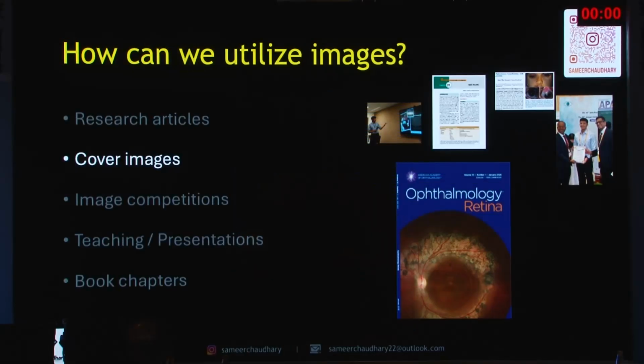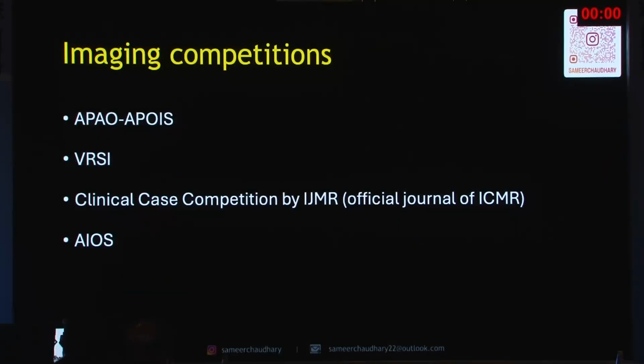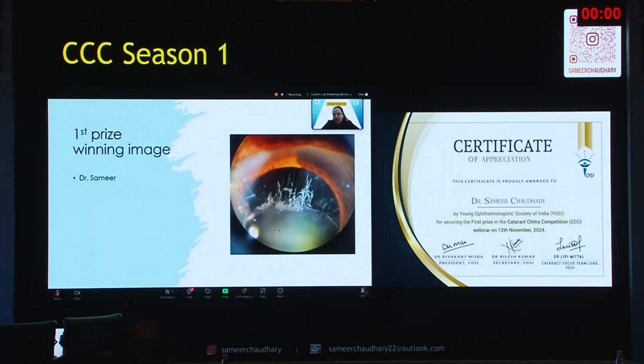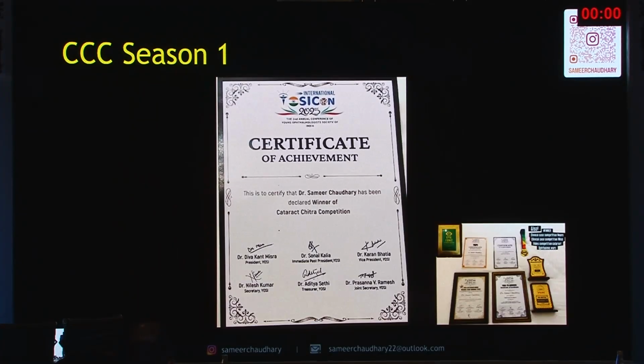Atul. So coming to image competitions, there are several image competitions available: APO, APOS, VRSI, clinical case competition by IGMR, AOS, ASCRS, Image Bank, EVRS, Image Honor Award, state conferences, various, and even UC image competitions, including the cataract chitra competition. In the inaugural season of CCC, I got the first prize, which was among the several awards that I got for UC Con.